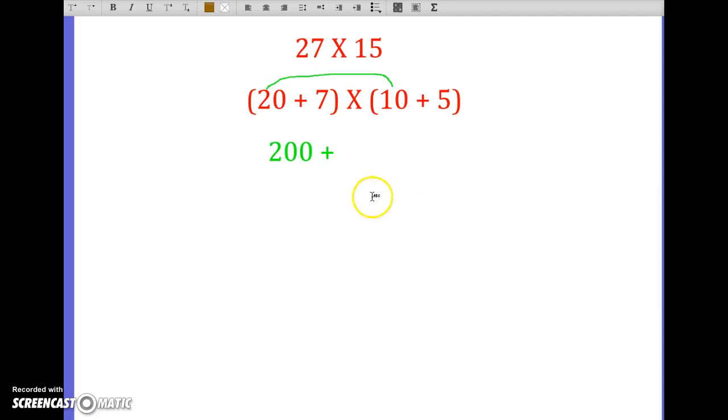Next, we're going to multiply our first terms. 20 times 10 is 200. Next, we're going to multiply our outside terms, 20 times 5. And 20 times 5 is 100.